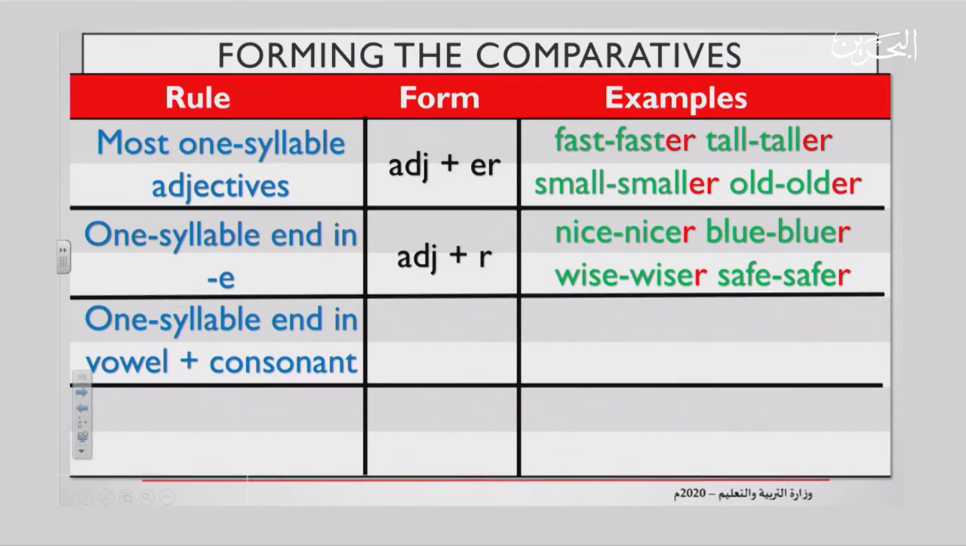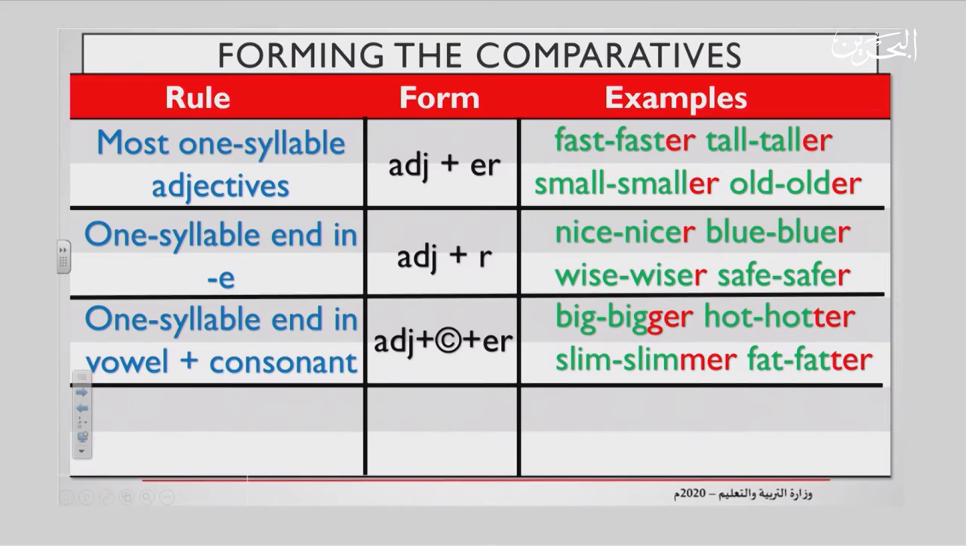We have one syllable that ends in a vowel. Do you remember the vowels? They are A, E, I, O, U. So, if the one-syllable adjective has a vowel, then a consonant, which is the rest of the letters, what do you do? You have the adjective, you double the consonant, you write it again, and then ER. Let's take a look. Big, B-I-G. I is a vowel, and G is a consonant. You double the G. Big, bigger. Hot, hotter. Slim, slimmer. Fat, fatter.